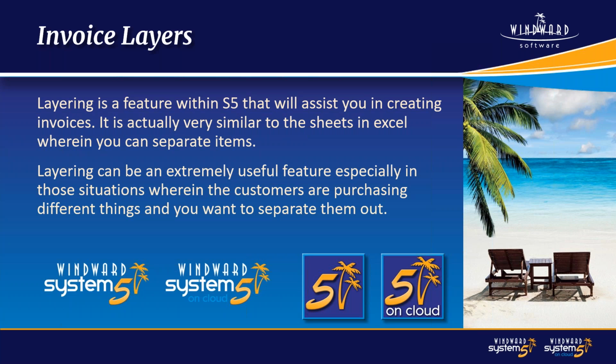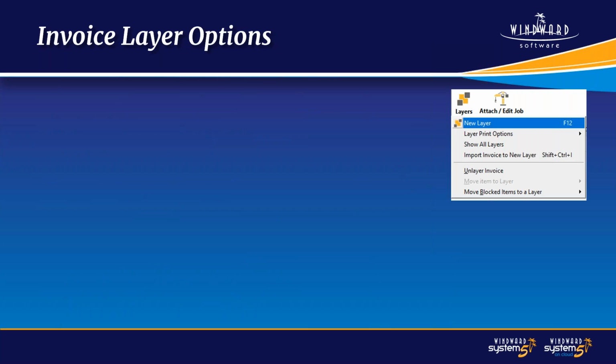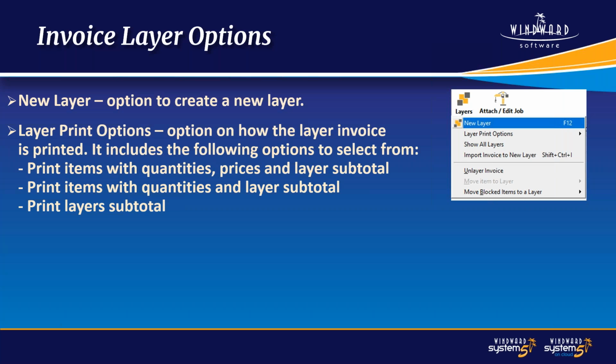When you create an invoice, there is a layers option at the top, and there are different options under the layers. The first one is new layer, which allows you to create a new layer. The second one is layer print option, which controls how the layered invoice is printed. It includes the following options to select from: print items with quantities, prices, and layer subtotal; print items with quantities and layer subtotal; and print layer subtotal only.